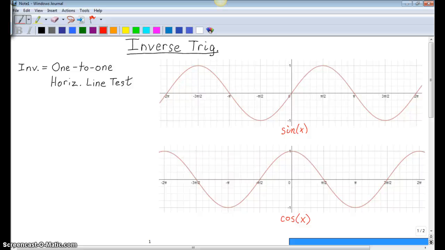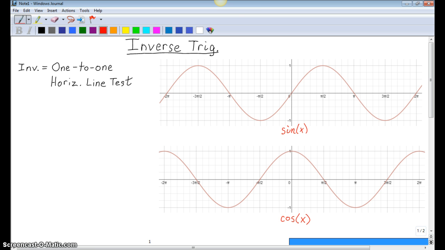Alright, I'm going to attempt to re-explain inverse trig functions. So what I've got on the screen right now is the sine and cosine curves. And when we start talking about inverse trig, the thing I keep talking about is this horizontal line test.